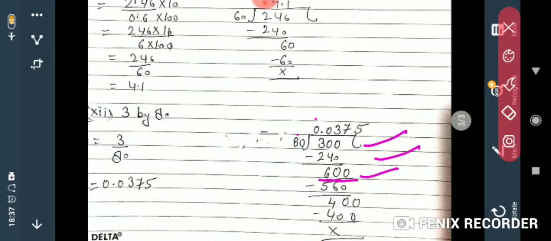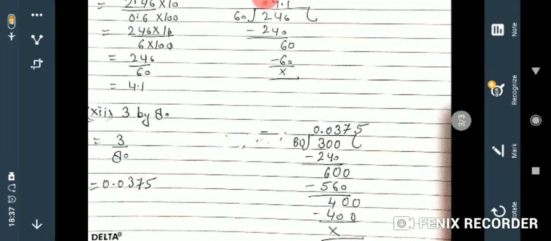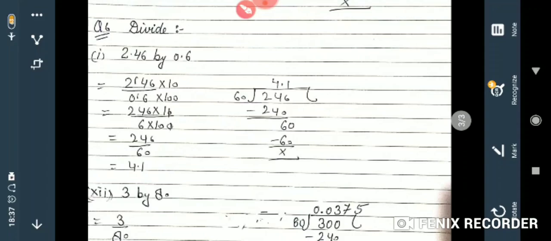600. Then 80 7s are 560. Subtract, we will get 40. Again with the help of this point we will increase 0, what we will get? 400. Then 80 5s are 400. So till we get 0 here we will solve. What is the answer? 0.0375. So these are just common divisions, how we can divide decimals. So the remaining questions you have to do as your homework. Thank you.